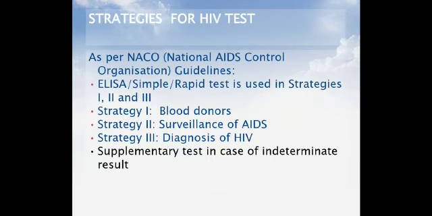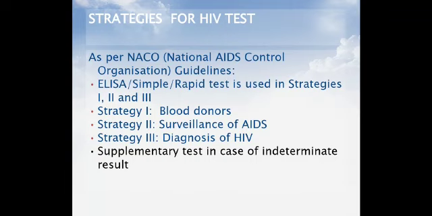Now strategies for HIV. As per the National AIDS Control Organization, it has developed the various strategies, strategy 1, 2 and 3. Strategy 1 is only for blood banks, that is if any person wants to be a blood donor, he has to satisfy strategy 1. In strategy 1, one kit only is used. If he is positive by that kit, he is considered positive. Negative, he is considered negative.